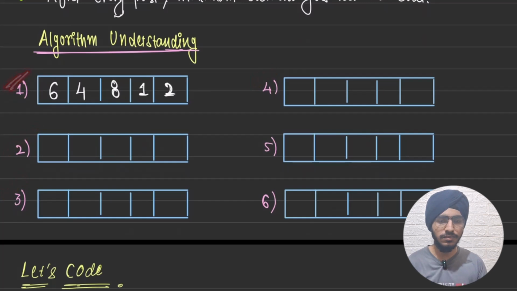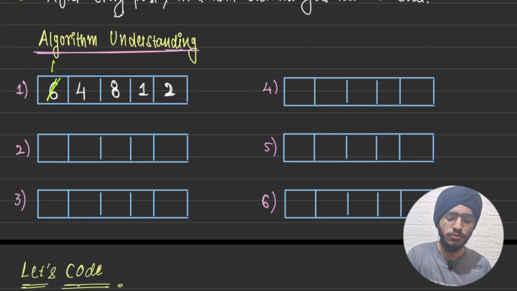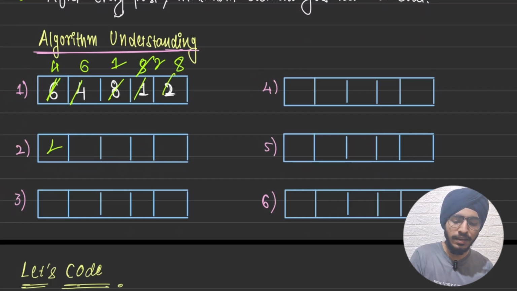So let's go to the first iteration. In the first iteration, what will we do? Simply, we check if array[i] is greater than array[i+1], swap. Otherwise, don't swap. So let's see. 6 is greater than 4, swap. 6 is less than 8, don't swap. 8 is greater than 1, swap. 8 is greater than 2, swap. Now finally we got the array 4, 6, 1, 2, 8.